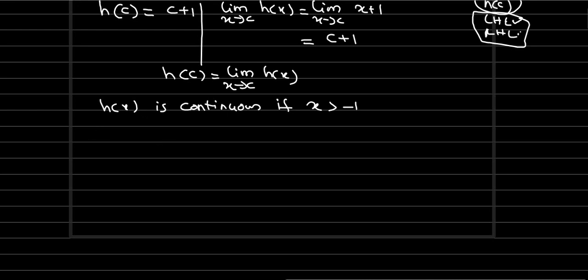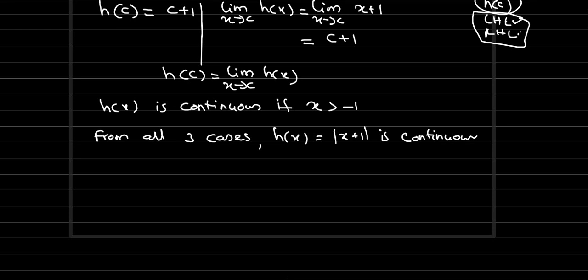So from all three cases, h of x, that is modulus of x plus 1, is continuous for all real values. That means there is no point of discontinuity. Already for the first part, that is g of x, we told that modulus of x is also continuous for all real values.